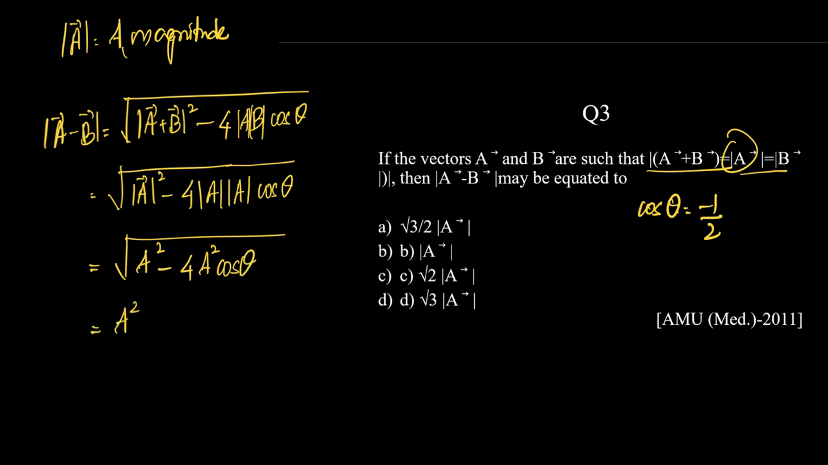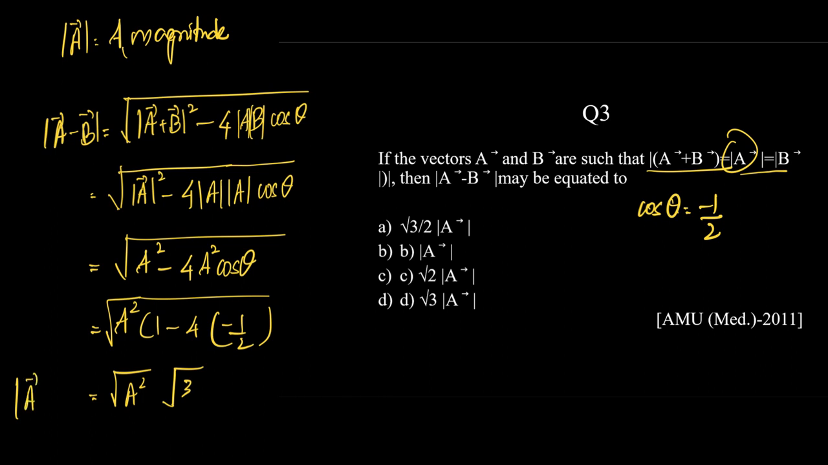So if we take out a square common, root of a square into 1 minus 4. What is cos theta? Cos theta is minus 1 by 2. So this becomes root of a square into, we got 1 plus minus 2 minus minus 2, so that becomes 1 plus 2, which is 3, and therefore modulus of vector a minus vector b is equal to root 3 a, which gives us the correct option to be option D.